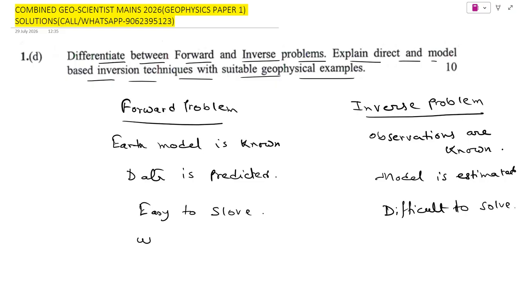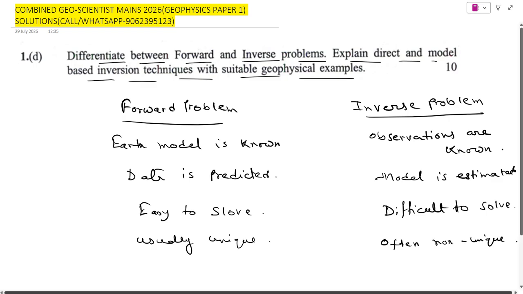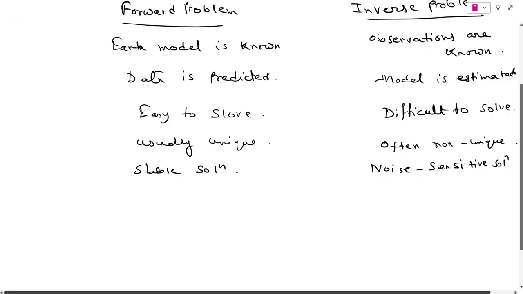Okay. This is usually unique. This is often non-unique. This has a stable solution. This has a noise sensitive solution. Okay. And the forward problem is used for simulation. This is used for interpretation.